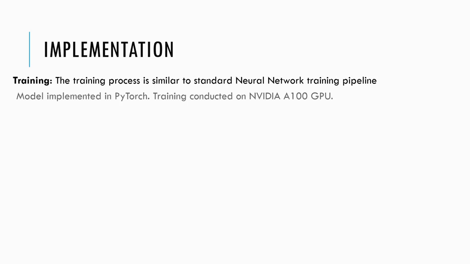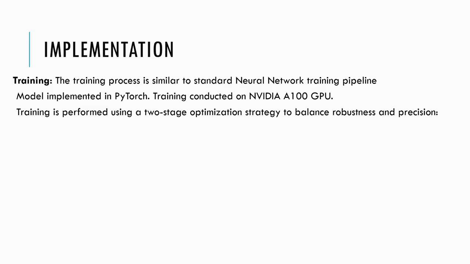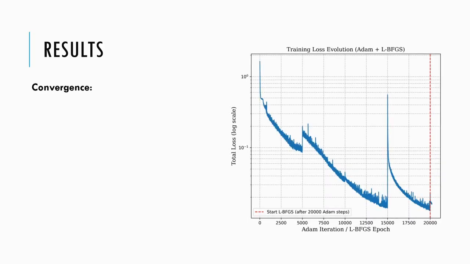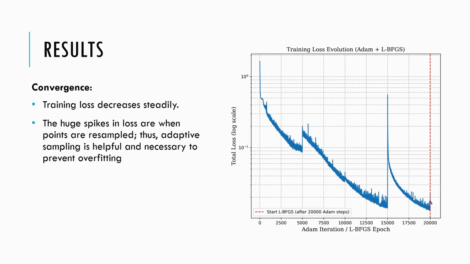The training is carried out similar to a normal neural network using an NVIDIA A100 GPU. It consists of two stages, a global search using Adam and a local search using BFGS. The results are shown here. Looking at the convergence plot, we see that the training loss decreases rapidly, and the huge spikes in loss are when we are adaptively resampling. Thus, to prevent overfitting, adaptive resampling is actually necessary.